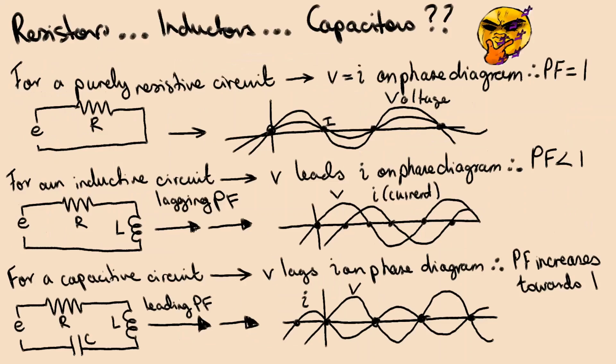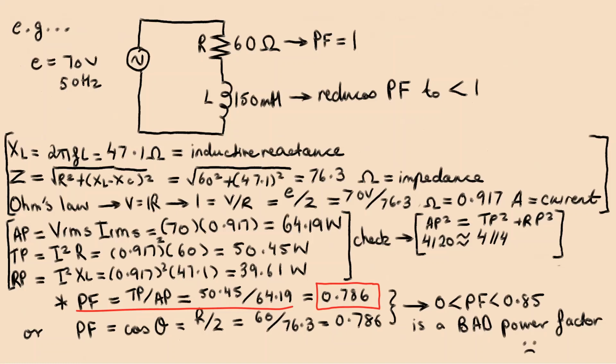As shown in these phase diagrams, purely resistive circuits will give the ideal power factor of 1, whereas inductors will decrease the power factor and capacitors will increase the power factor. These concepts are best shown with examples.